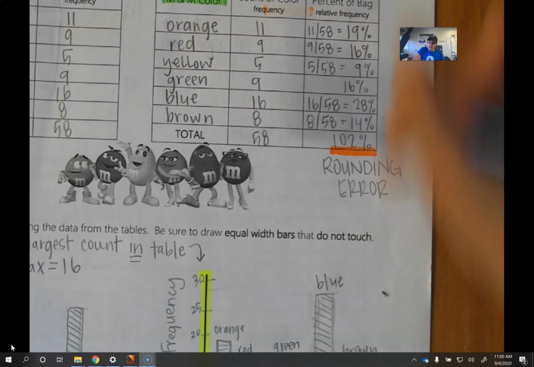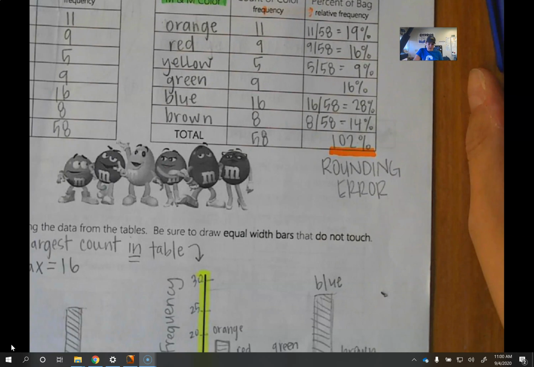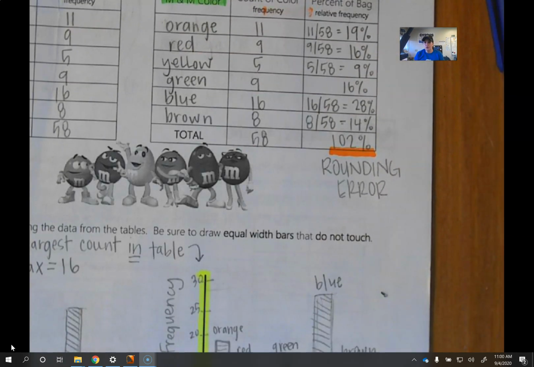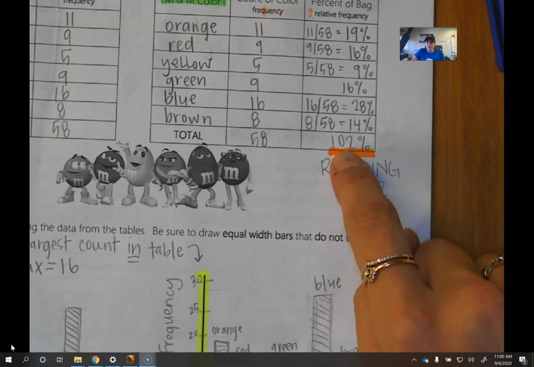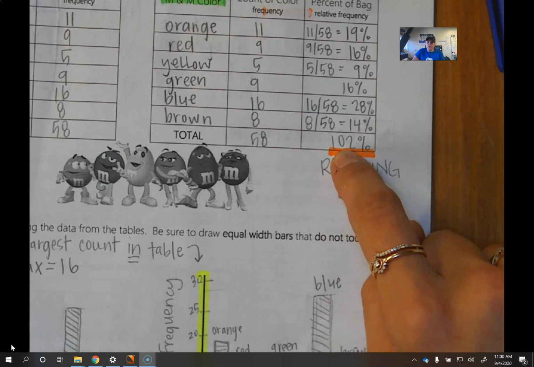So the whole point of what I'm talking to you about now is for you to know that it is okay when you're making a relative frequency table or when you are converting fractions to decimals that you get something that's a little bit bigger or a little bit less than 100%.